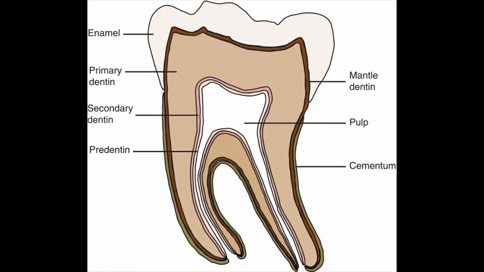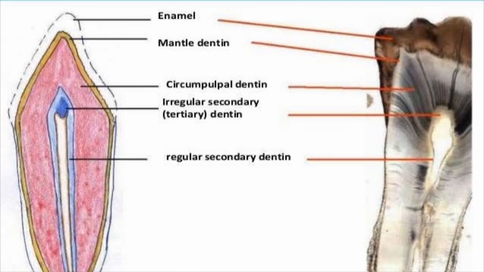It is further subclassified into mantle dentine, which is a layer of dentine immediately adjacent to the enamel and to the cementum. Secondly, the circumpulpal dentine, which is the dentine around the pulp. And the circumpulpal dentine is more mineralized, more hard, and stronger as compared to the mantle dentine, and the purpose of this is to protect the pulp, the vital tissue, and the life of a tooth.